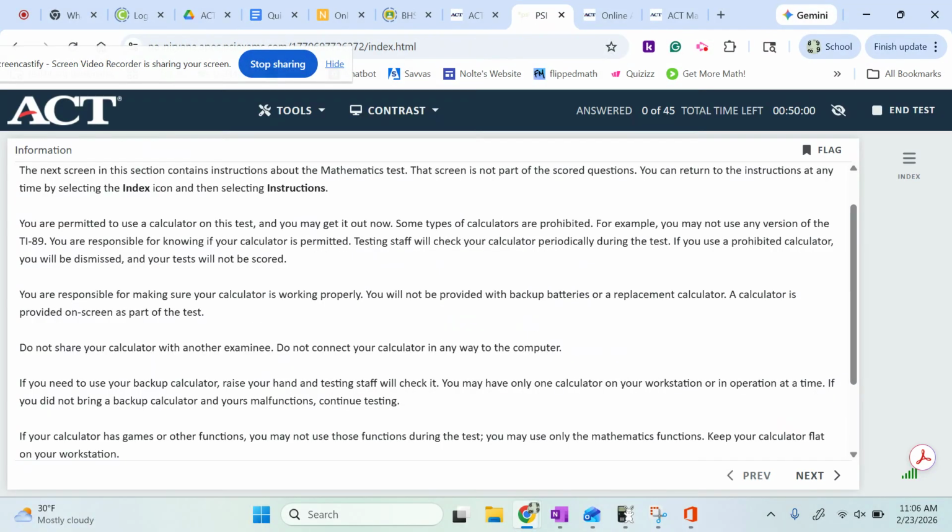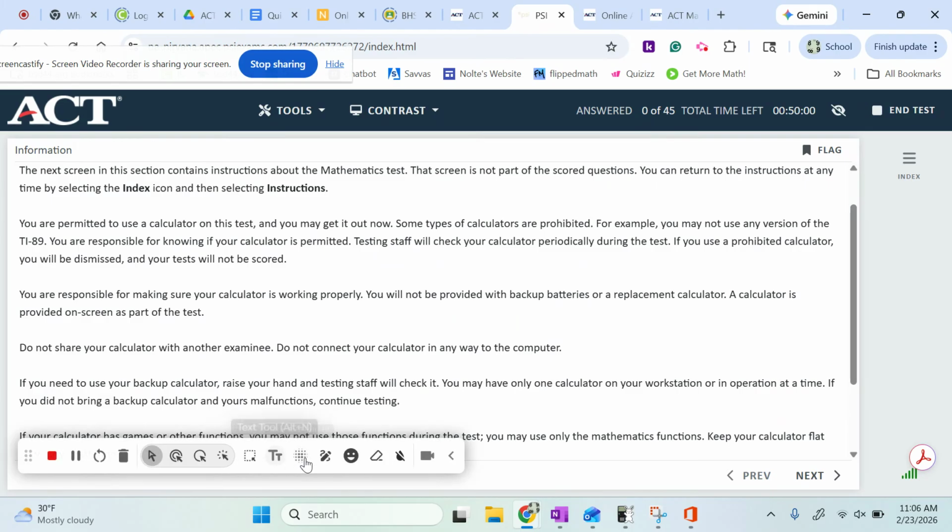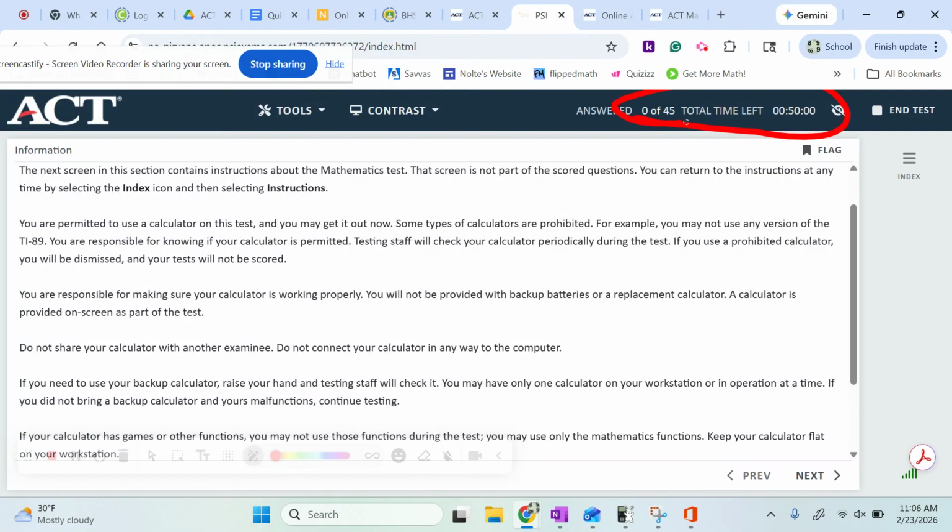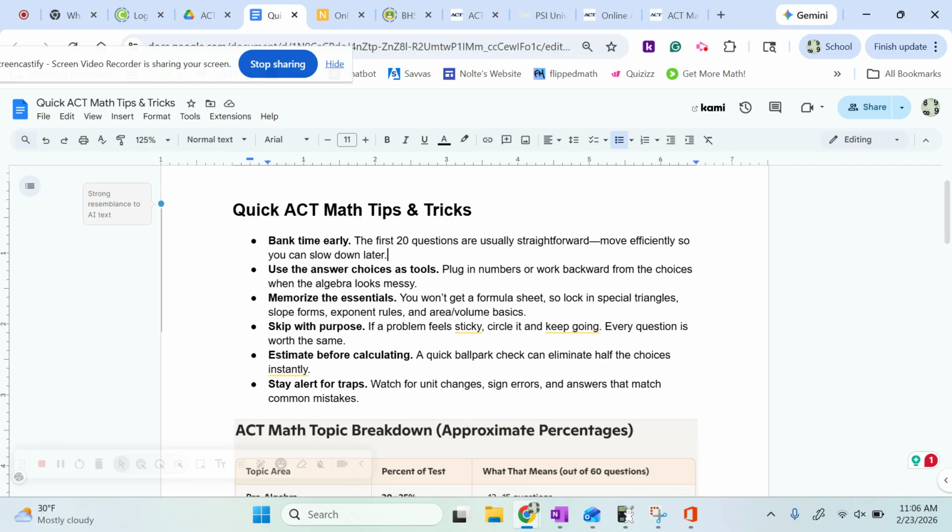The math portion of the test is 45 questions in 50 minutes. Okay, so that basically gives you about a minute per question to complete. So here are a few quick tricks that might help you. The first 20 questions are pretty straightforward. Those are generally your pre-algebra questions. They're generally asking you something about adding, subtracting, multiplying, dividing. Do you really understand the basics of math? So from there, you want to try to move efficiently through those first 20 questions.